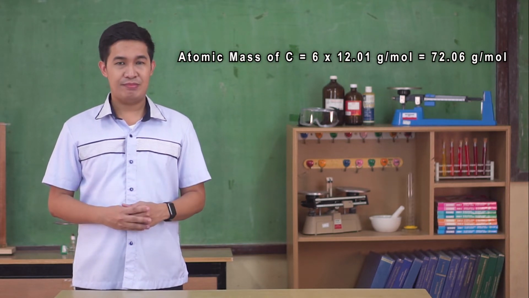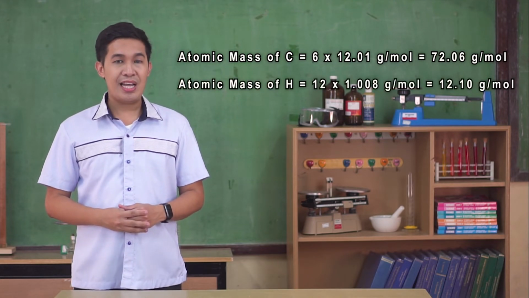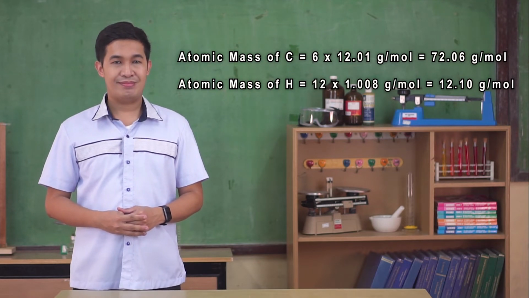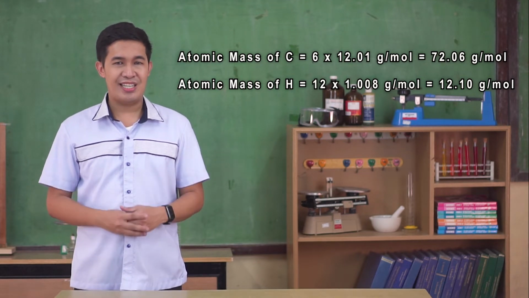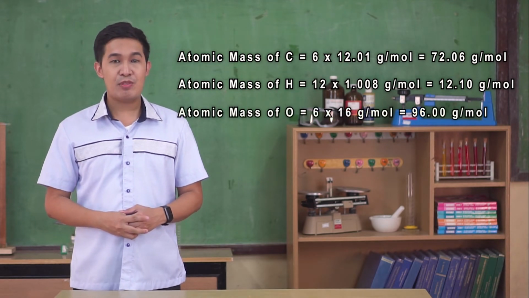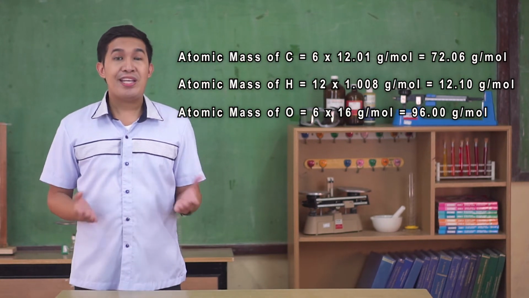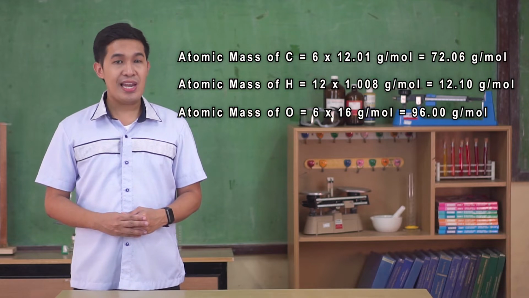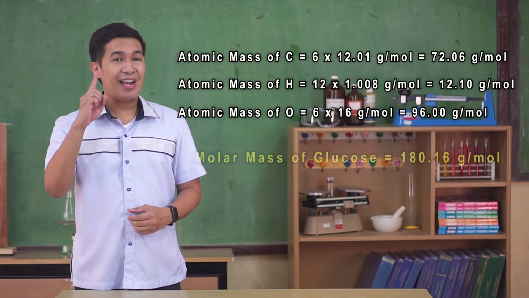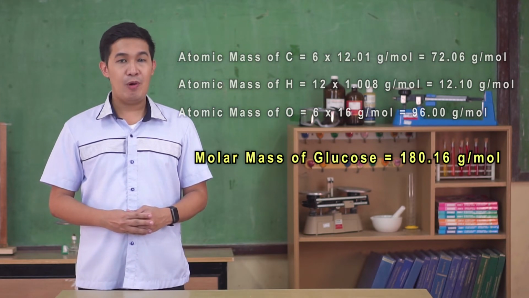How about hydrogen? Correct! Since there are 12 hydrogen atoms in glucose, its molar mass is 12.10 grams per mole. How about oxygen? That's right! Since there are 6 oxygen atoms in glucose, its molar mass is 96 grams per mole. Based on the computed molar mass of each element, what is the molar mass of the compound? Correct! The molar mass of glucose is 180.16 grams per mole.